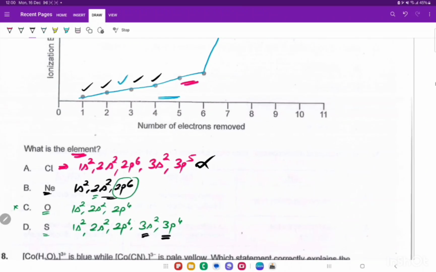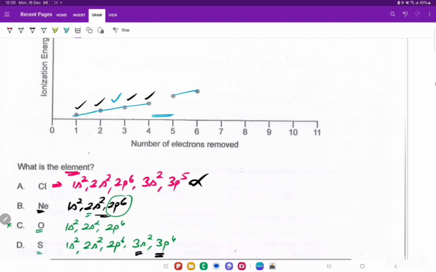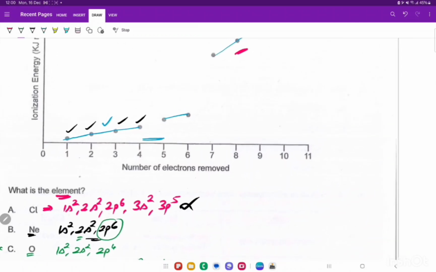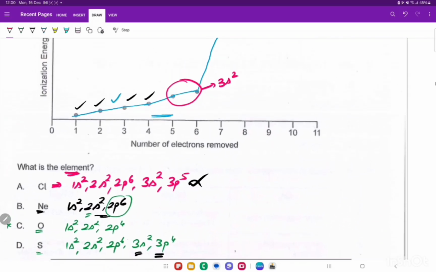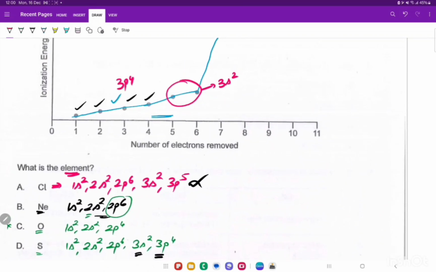The next 2 are lost from the s subshell of the same shell. Same shell, s subshell, they are losing the next electrons. The next 2 are these 2, so they can be lost from 3s and their energy is slightly increasing. So 4 are lost from 3p and 2 from 3s, absolutely correct.